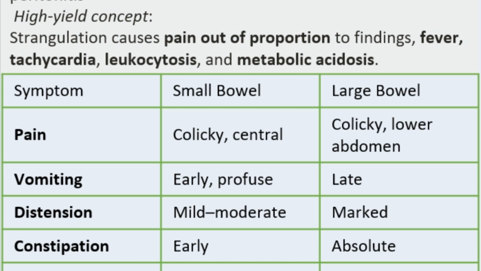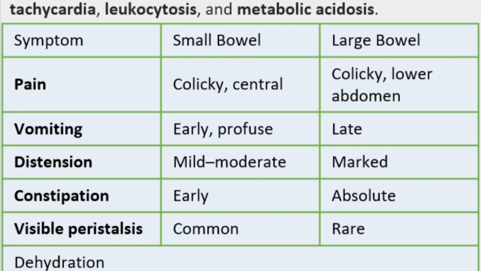Whereas those with large bowel obstruction, they're going to have vomiting setting in later. Then when you look at the distension, the small bowel is going to cause less distension, and this is because of the profuse vomiting. This is always going to help to expel this fluid and reduce the distension. But in the large bowel, where the vomiting is delayed, we're going to have a gross distension. You may have constipation, which can be early in small bowel, but it is going to be absolute when it comes to the large bowel.